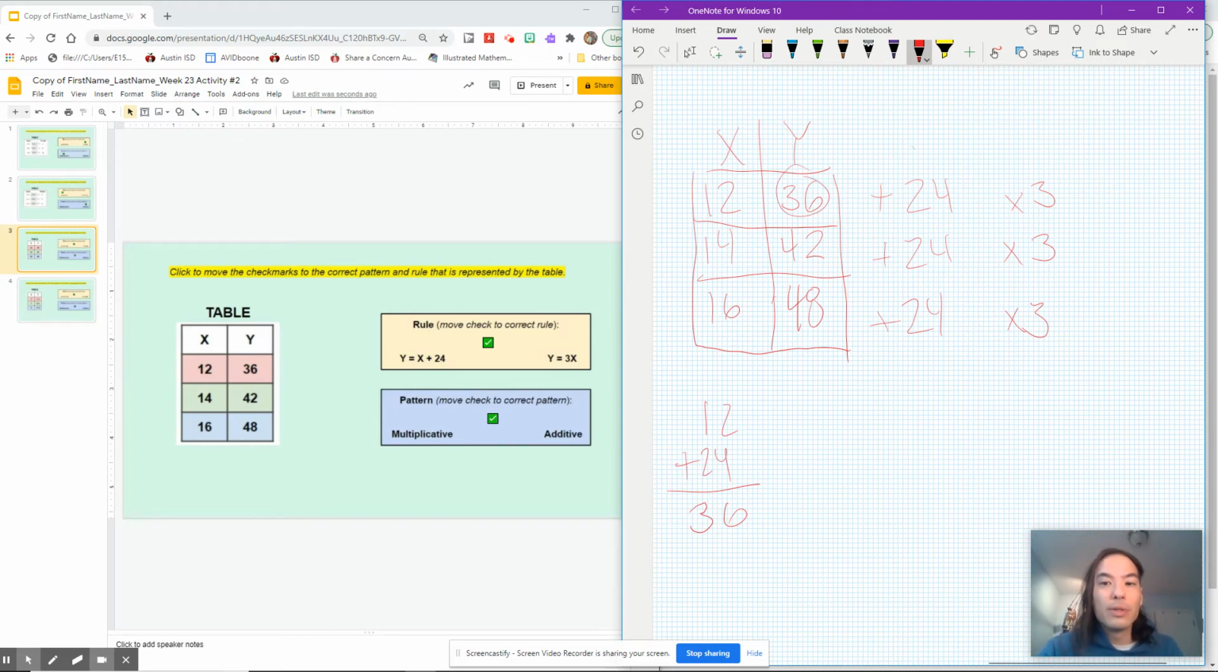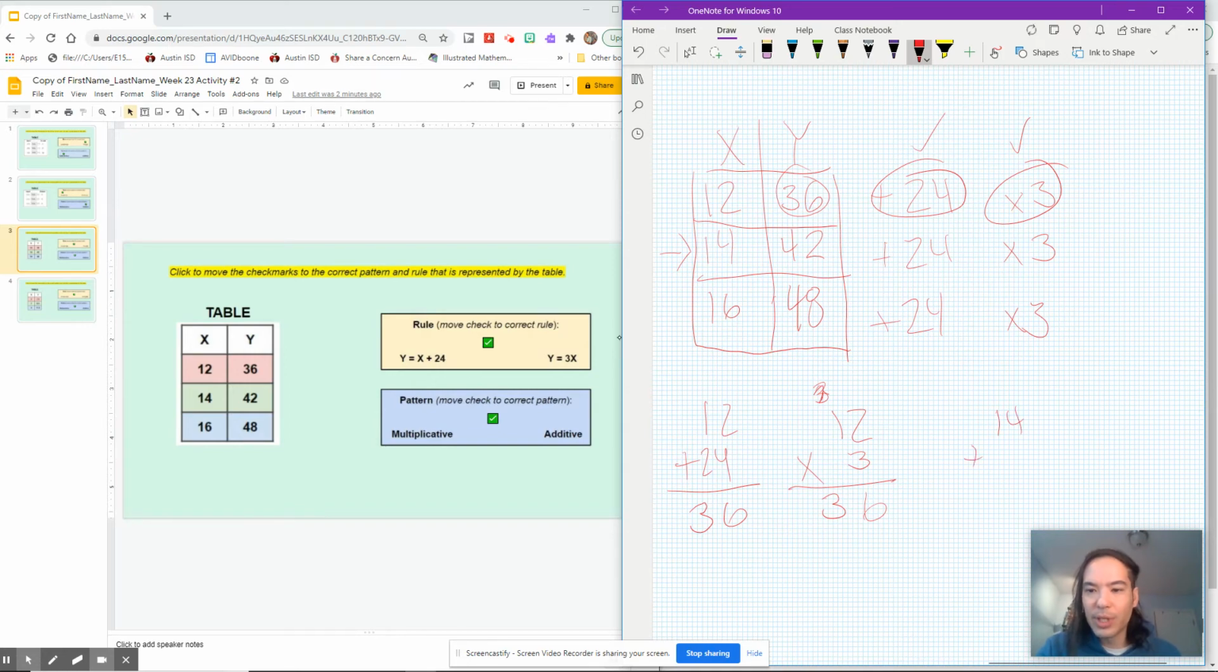So far, so good. Let's try 12 times 3. Oops, I don't know why I put that there. 3 times 2 is 6. 3 times 1 is 3. That also equals 36. Okay, so both of these work. We have to try another one. So let's try our next set of data.